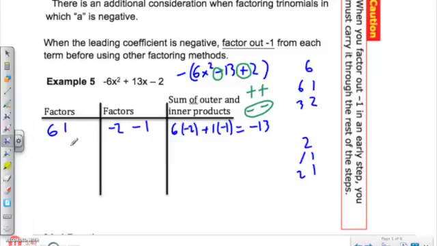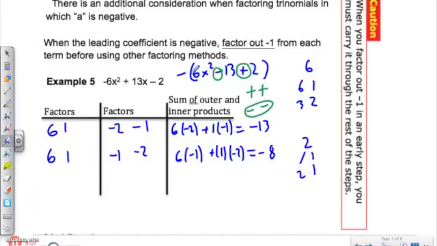Just to reiterate one more time how the order matters, I'm just going to break it down 6, 1 again and switch this order around. This time I would have 6 times negative 1 plus 1 times negative 2. 6 times negative 1 is negative 6. 1 times negative 2 is negative 2. That would give me negative 8. So you can see again that this order between these factors is going to matter.